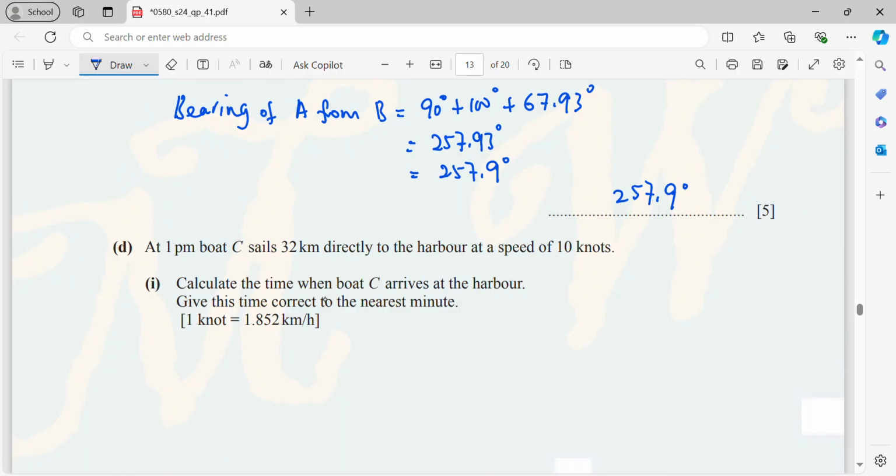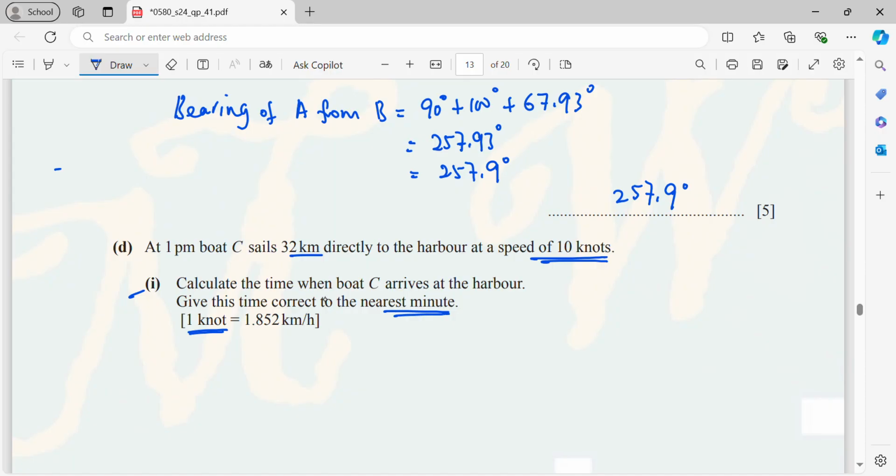Now, at 1 p.m., boat C sails 32 kilometers directly to a harbor at a speed of 10 knots. First part, calculate the time when boat C arrives at the harbor. Give this time to the nearest minute. 1 knot equals 1.852 km per hour.